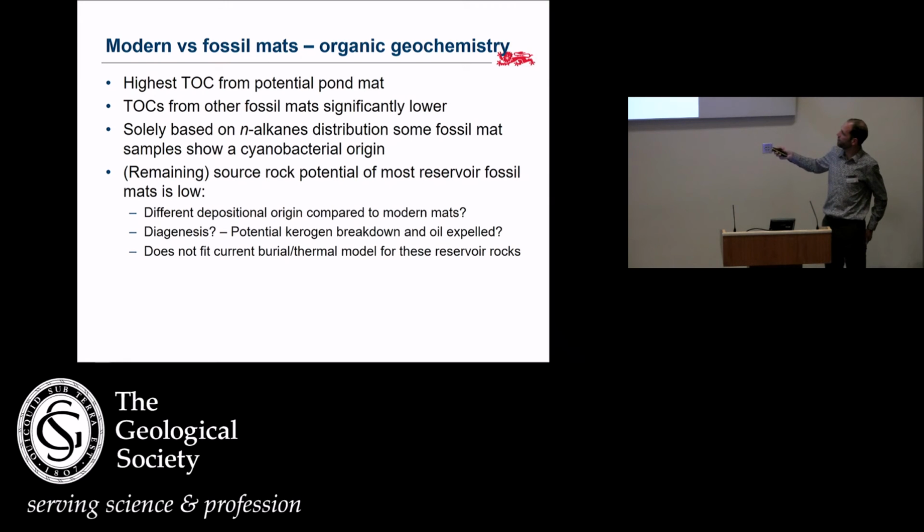the main point is here below in the bottom. The remaining source rock potential of the reservoir fossil mats is low, which means: do they have a different depositional origin compared to the modern mats, or have they already released their hydrocarbons and are already mature source rocks? The upper one does not fit. This would not fit our current depositional model. The bottom point would not fit the current burial thermal model for these reservoir rocks. So there's, as per usual, we end up with more questions than at the start.